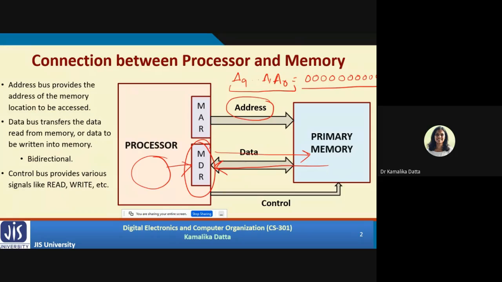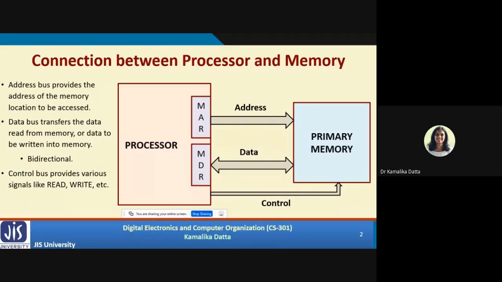Apart from these two things, you also know there are some control signals, because this is your memory. You need to tell the memory whether you want to read or you want to write. That signal also must be passed to the memory module. So these are the things needed for the connection between processor and memory. This is clear to one and all. We have been discussing this for a long time.